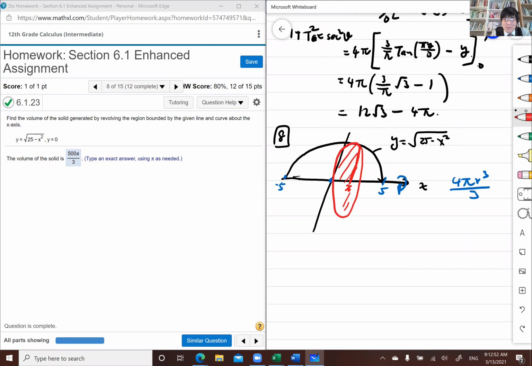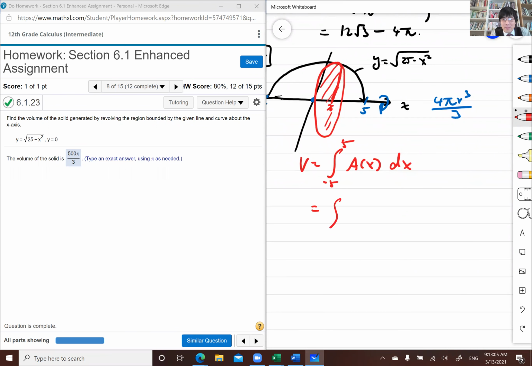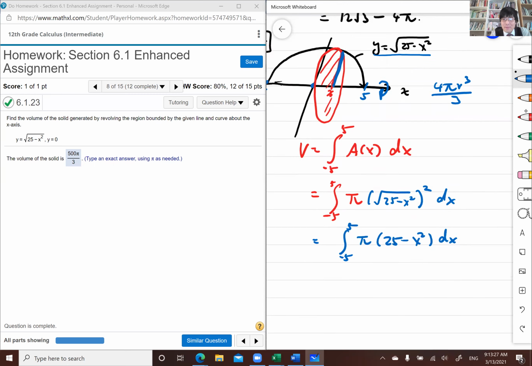You are interested in finding this length because that's going to be the radius of the cross-sectional circle. So the volume will be the integral of the cross-sectional area from -5 through 5. The cross-sectional area will be pi times the radius squared, where the radius is the length here, which is basically the y coordinate. So that's going to be pi times 25 minus x squared dx.